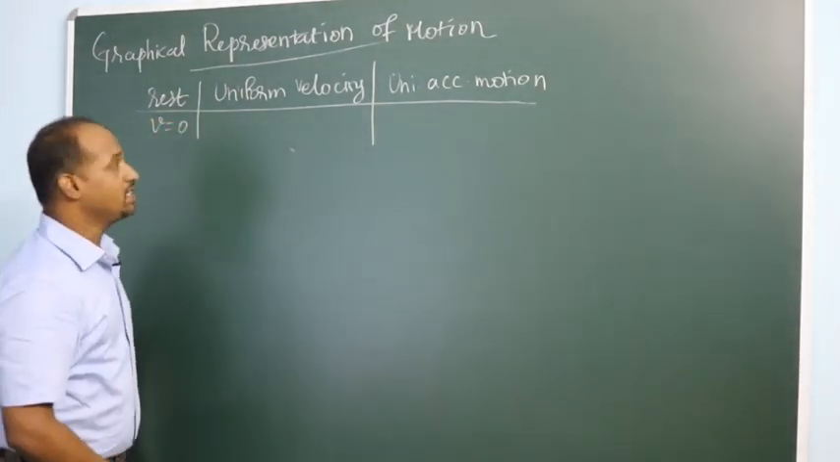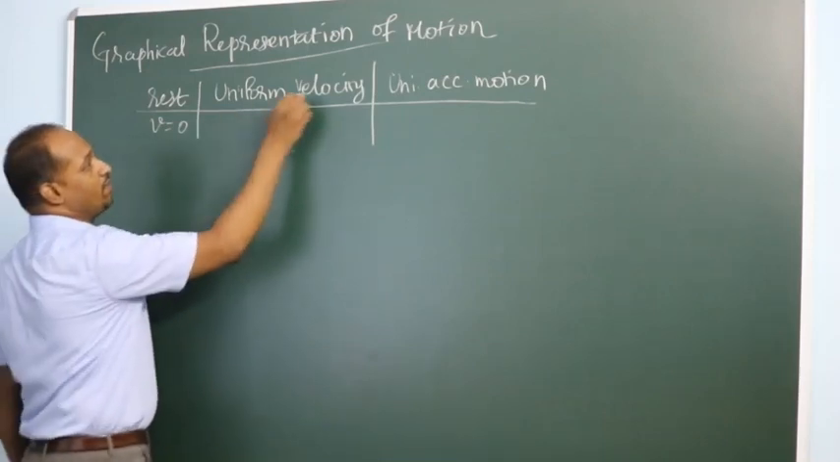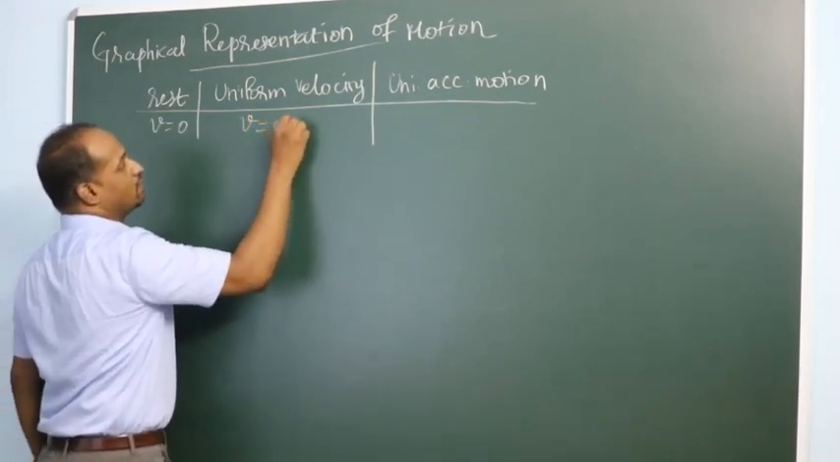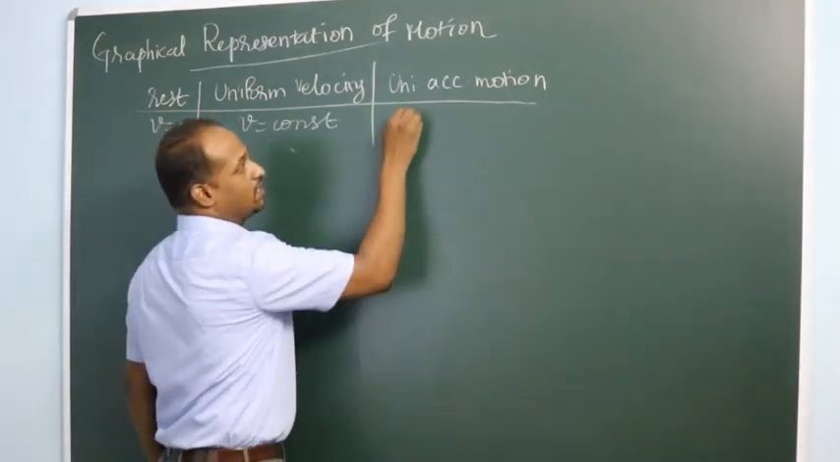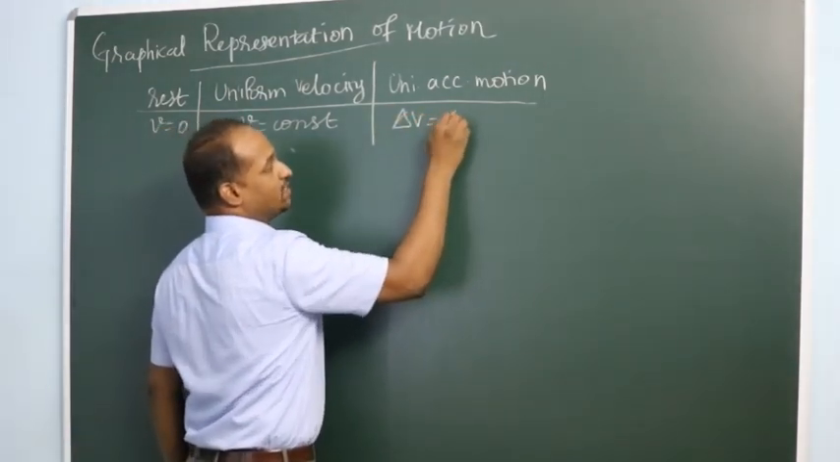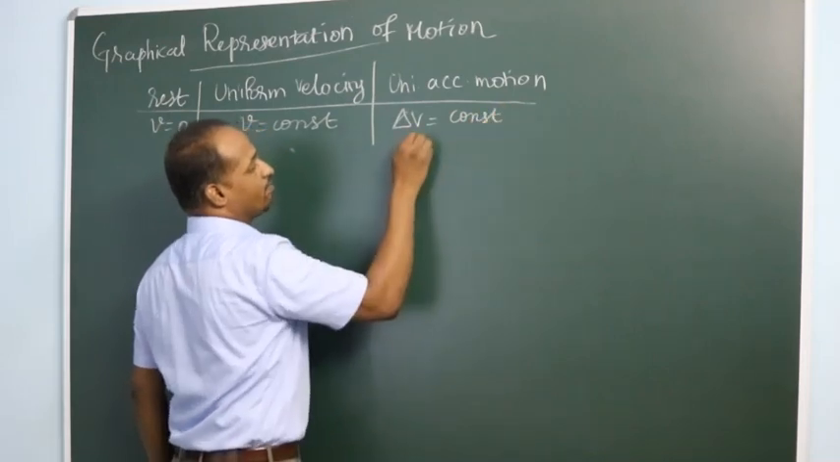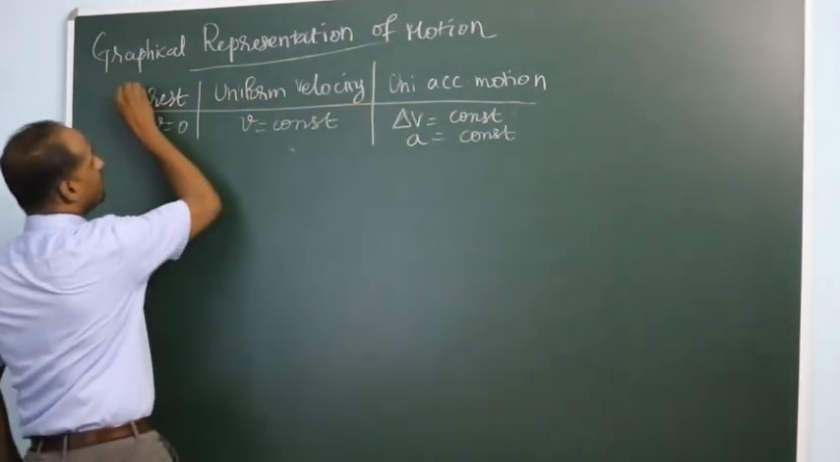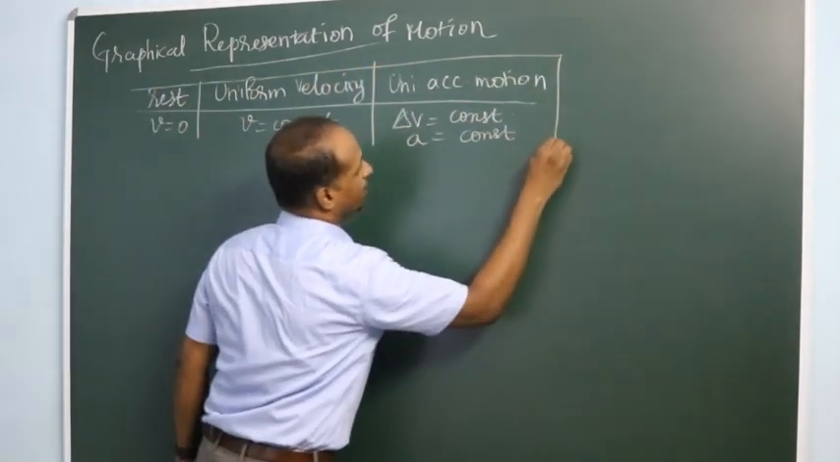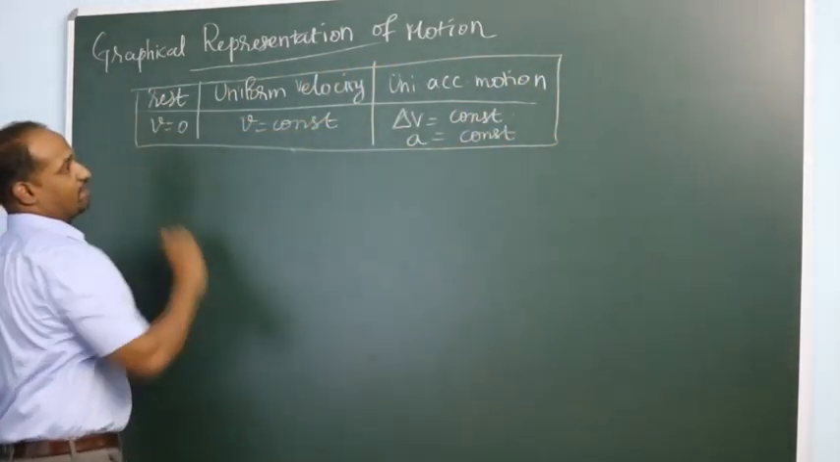There is no change in position, so velocity is 0. In uniform velocity, velocity is constant. In uniformly accelerated motion, change in velocity for every second is constant. That means acceleration is constant. These are three things which we would like to express in the form of a graph.